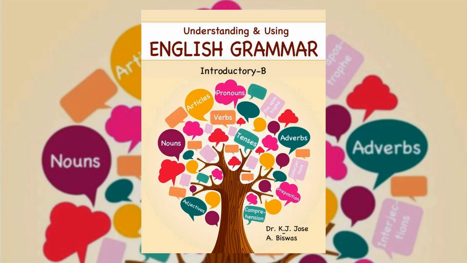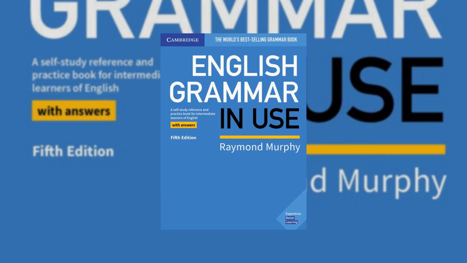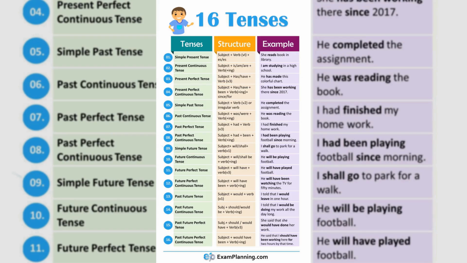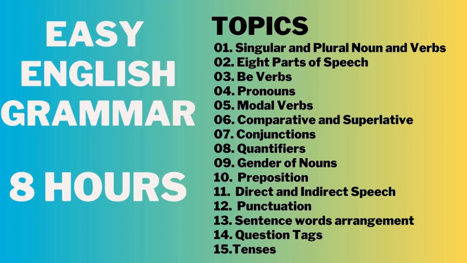5. Pronouns, words that replace nouns. Example, he, they, it. 6. Prepositions, words that show the relationship between a noun or pronoun and other words. Example, in, on, at. 7. Conjunctions, words that link clauses, phrases, or words. Example, and, but, because.